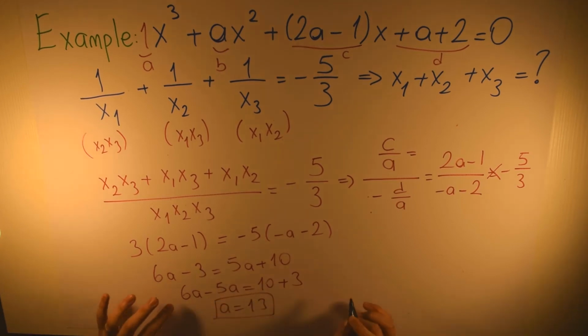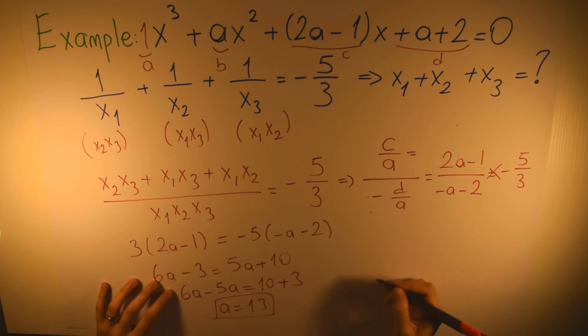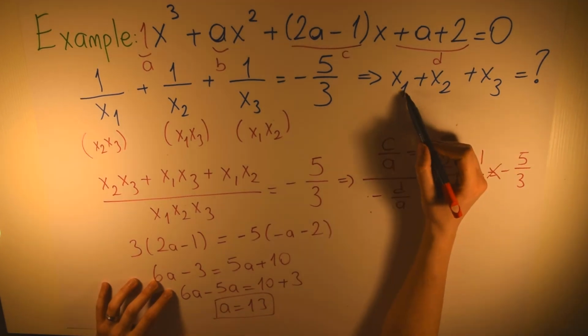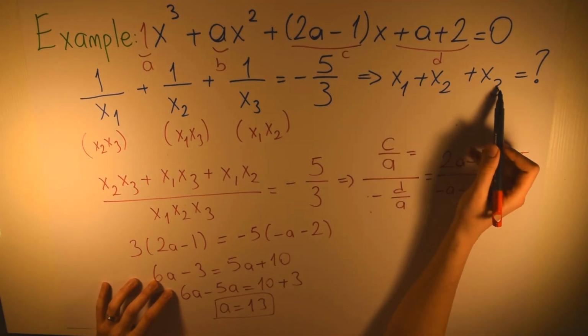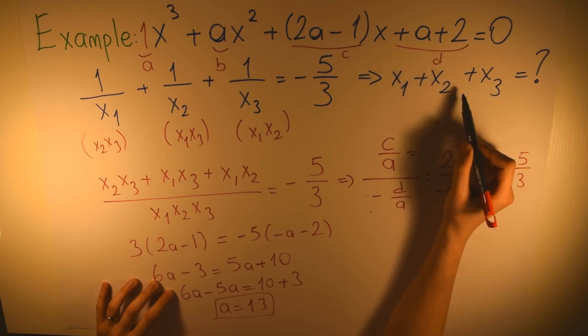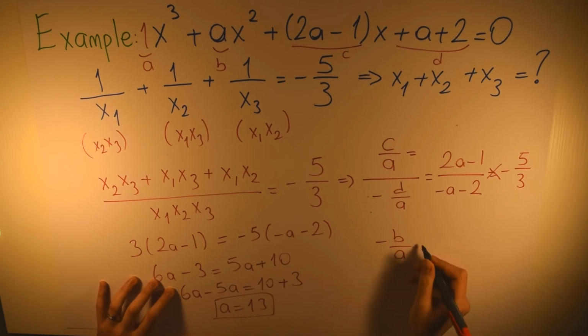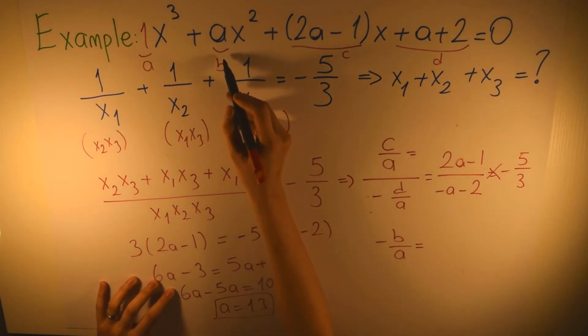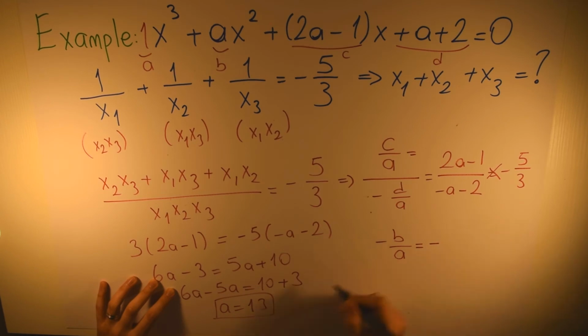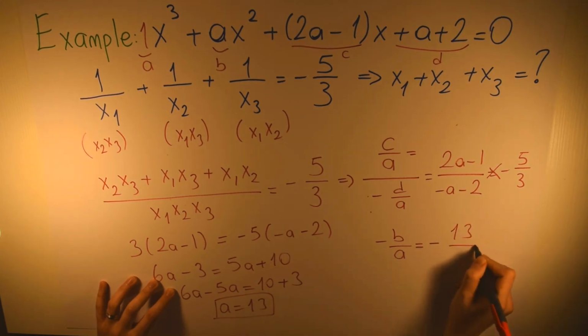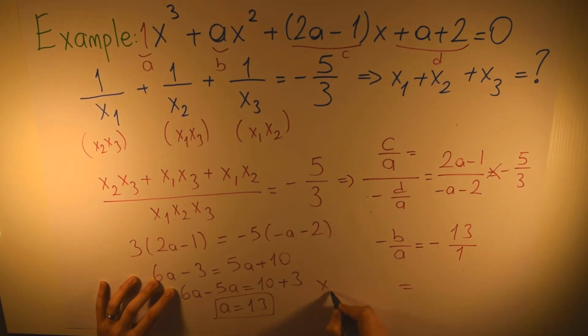Okay, after this it will be much easier. So it's x1 plus x2 plus x3. What was the formula for this expression? It is minus b over a, right? So what is our b? It's a, so it's minus a, which is minus 13, over 1. From here we found x1 plus x2 plus x3 as minus 13.